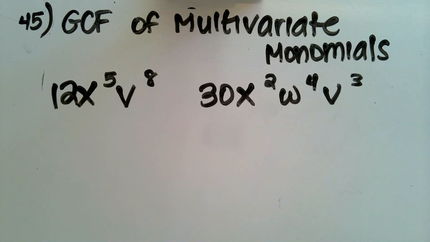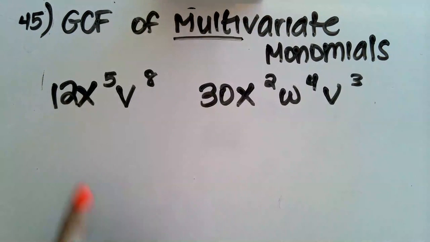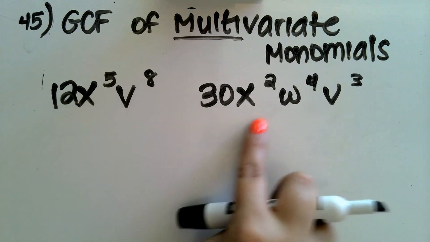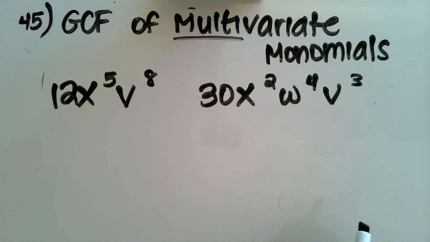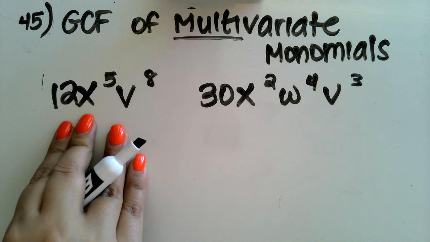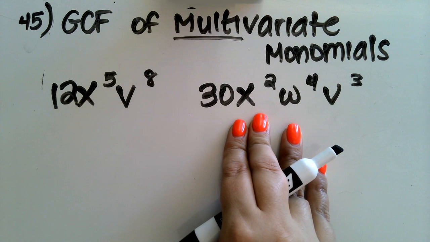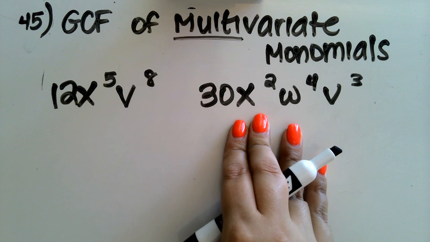Hello guys. Today we're going to continue talking about the GCF, or the greatest common factor, but this time we're going to be talking about multivariate monomials, meaning there's going to be more than one variable in each of our monomials. Today, in this first example, we're going to be comparing 12x to the fifth, v to the eighth, and 30x to the second, w to the fourth, v to the third.